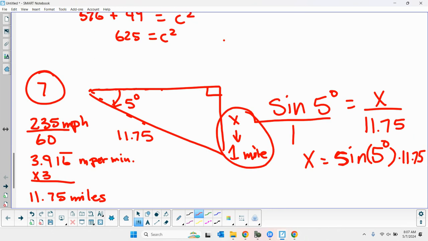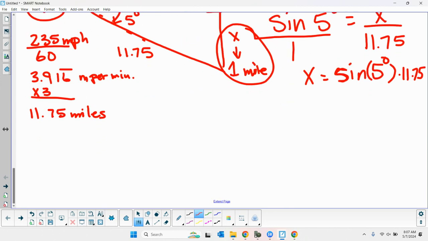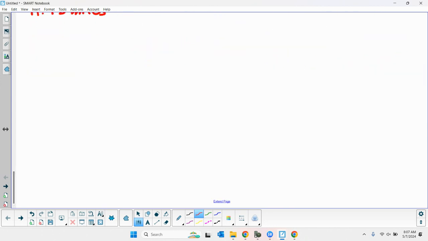Okay, so I had to do a little bit of extra work because you had to figure out how far it traveled in those 3 minutes. You had to divide by 60 because it gave us miles per hour and we needed the miles per minute.